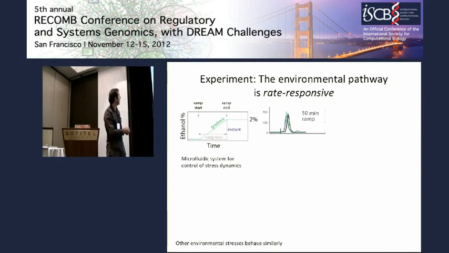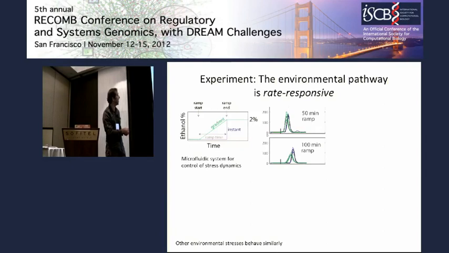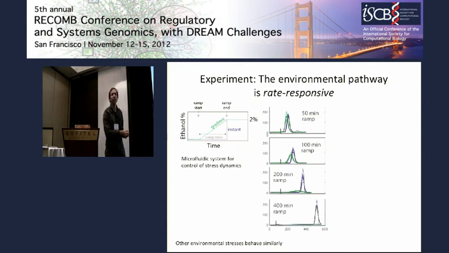So this is what it looks like if you do a relatively quick 50-minute ramp from 0 to 2% ethanol. You get pulses in both the gradient and the instant step. Okay? Now, if you make the ramp a little slower, you see that the response of the system goes down. If you make the ramp even slower, you get a much lower response, and even slower, you get essentially no response. So think about that.